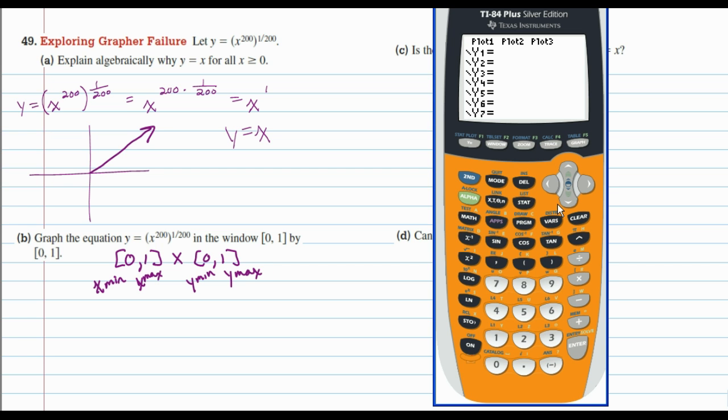So in my calculator, I put parentheses x to the, which is the caret, 200th power, arrow to the right, so I have my big parenthesis again. Now I'm going to raise that to the fraction, which would be alpha y equals, number 1 over 200. Now if you don't have the fraction ability on your calculator, like if you have a TI-83 or an older software for the TI-84, you can just put in parentheses 1 divided by 200 for the exponent.